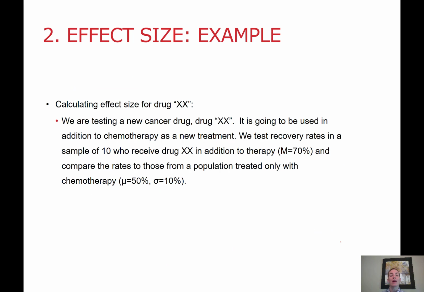For example, if I want to calculate the effect size for my new cancer drug XX, we test the recovery rates in a sample of 10 individuals. It's the same example. The mean recovery rate for my 10 individuals who get drug XX is 70%. So the mean recovery rate for my sample is 70%. I want to compare that to the rate from the population of people who only get chemotherapy. That's my comparison group, so population 2 is people who only go through chemotherapy treatment. The mean recovery rate for population 2 is 50%, and we also know that the standard deviation is 10%. So 50%, give or take 10%.